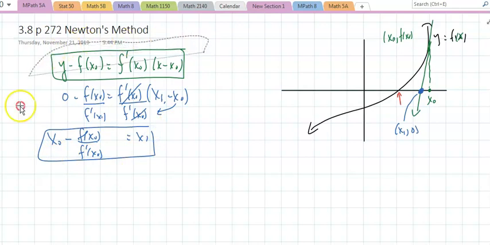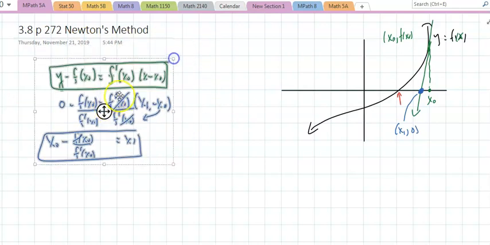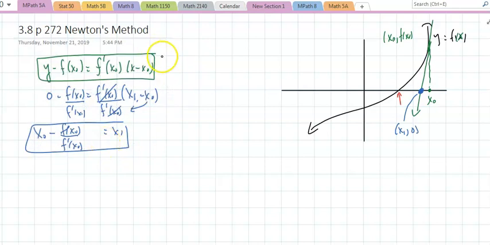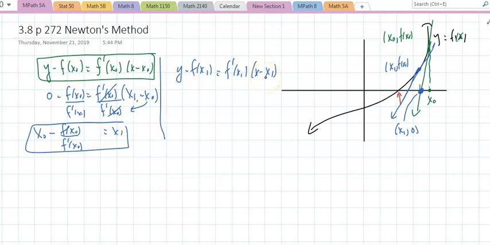Now, I'm going to shrink this just a bit. If I take x sub 1 and I run up to the function, that point is x sub 1, f of x sub 1. If I draw a tangent, there's a tangent. The equation for that new line is y minus y1 equals m, which is f prime of x sub 1, times x minus x sub 1.